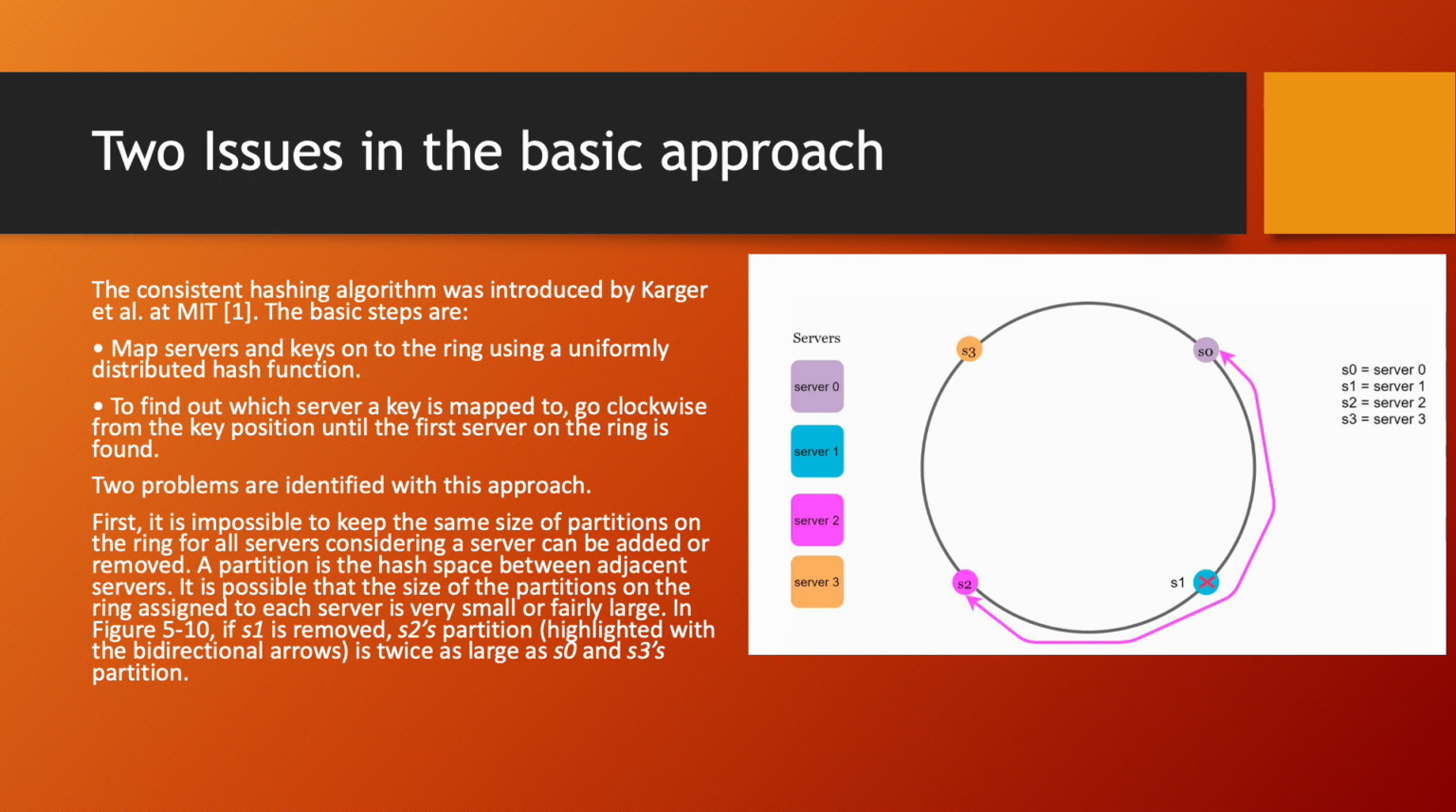The problems identified in this approach are: first, it is impossible to keep the same size of the partition on the ring for all servers considering a server can be added or removed. A partition is the hash space between adjacent servers. It is possible that the size of the partition on the ring assigned to each server is very small or fairly large. In the figure shown here, if S1 is removed, S2's partition, highlighted with the bidirectional arrows, is twice as large as S0's and S3's partitions. So there is a partition scale problem.